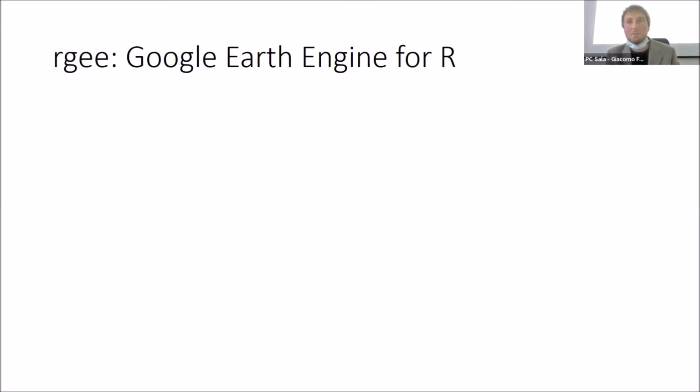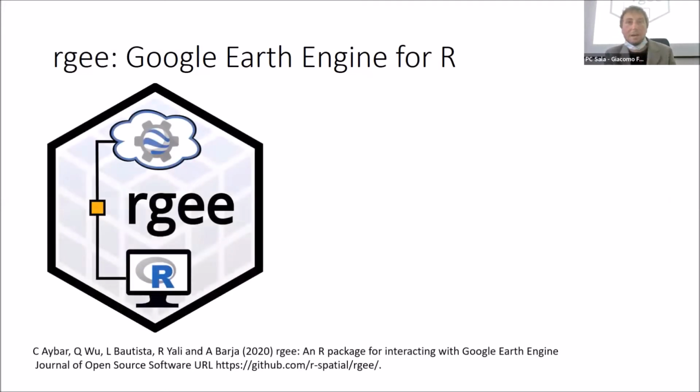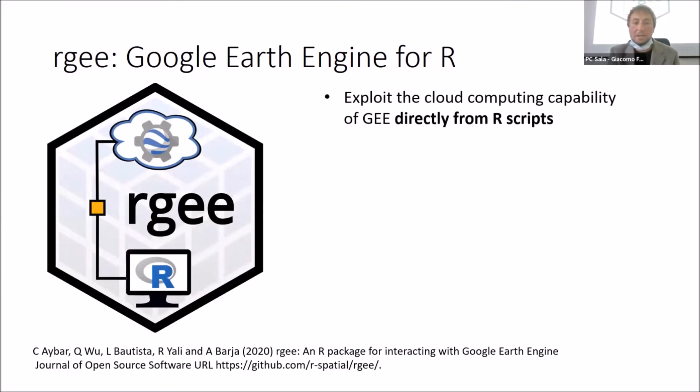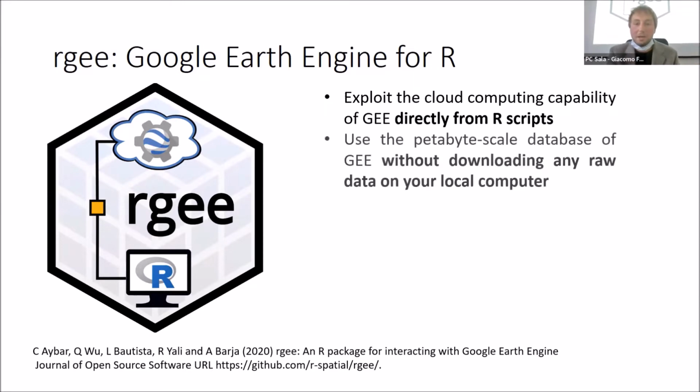Yeah, so thanks to some independent developer, this R package was created called rgee. And it's basically a binding API to communicate between your local R session and script and the cloud computing of Google Earth Engine. So you can use the power of Google processing directly from your script.